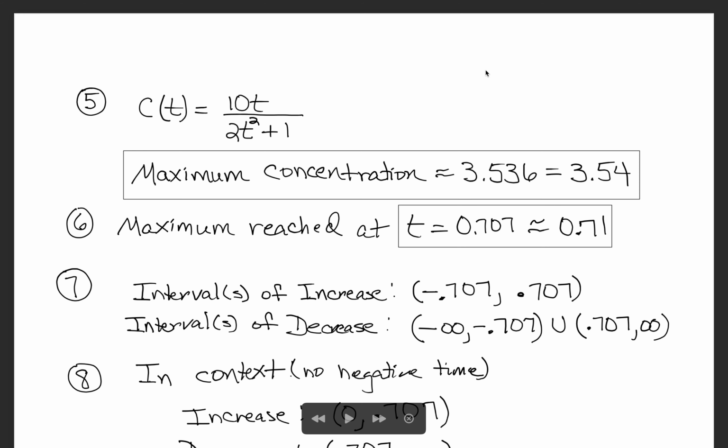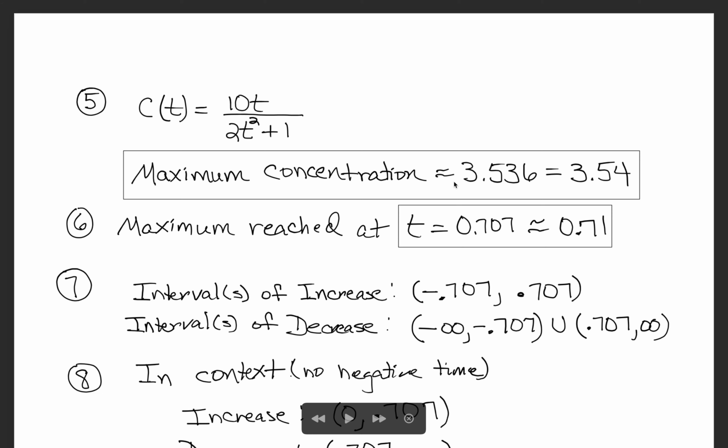So for the interval of increase, you have, again, between negative 0.707 and positive 0.707. And for the intervals of decrease, you're looking at, again, those values of t less than negative 0.707, as well as those values of t greater than 0.707.